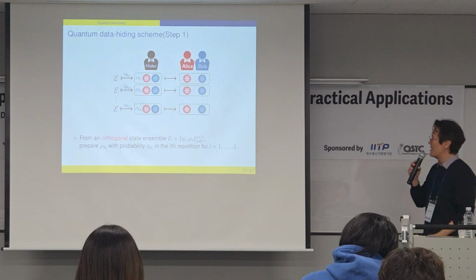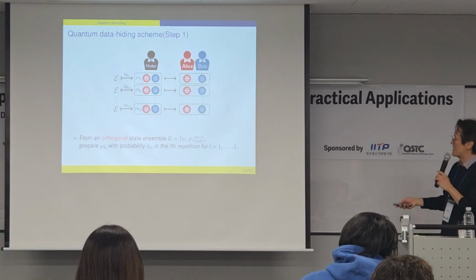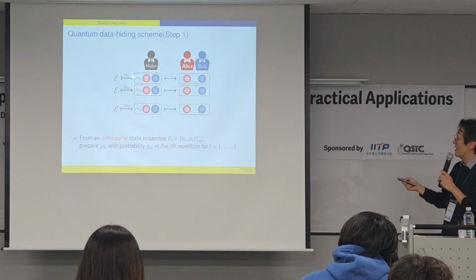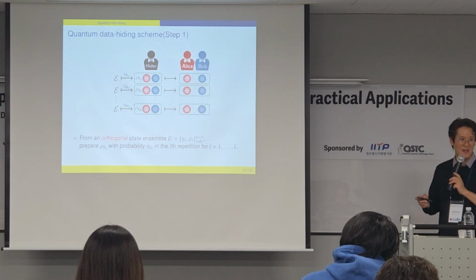So the scheme of quantum data hiding is like this. In the first place, the hider will prepare the state from this state ensemble and share this L above, and he repeats this capital L times. Okay?